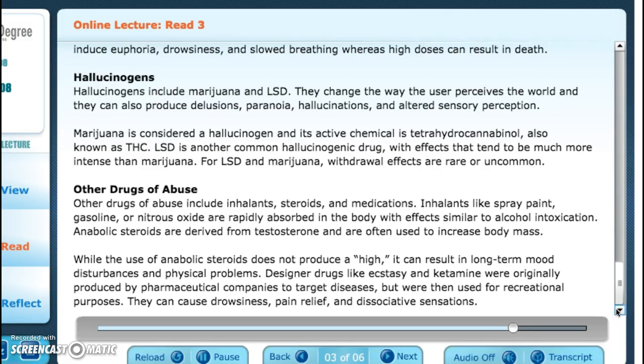Other drugs of abuse. Other drugs of abuse include inhalants, steroids, and medications. Inhalants like spray paint, gasoline, or nitrous oxide are rapidly absorbed in the body, with effects similar to alcohol intoxication. Anabolic steroids are derived from testosterone and are often used to increase body mass. While the use of anabolic steroids does not produce a high, it can result in long-term mood disturbances and physical problems. Designer drugs like ecstasy and ketamine were originally produced by pharmaceutical companies to target diseases, but were then used for recreational purposes. They can cause drowsiness, pain relief, and dissociative sensations.